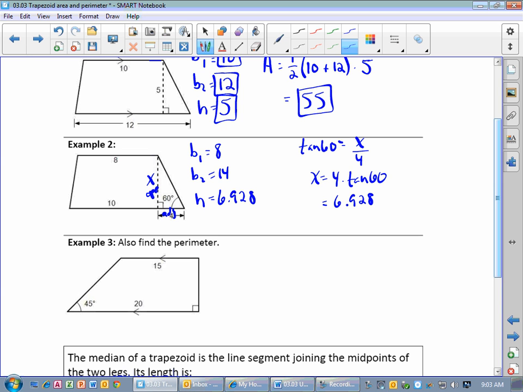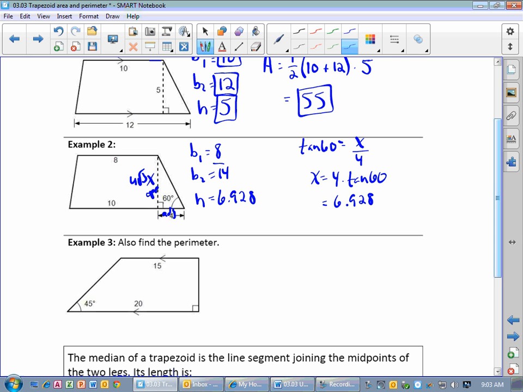Which, by the way, what is 4 square root of 3? Type that in your calculator. 4 square root of 3. 6.92. Yeah, so remember, this is a special right triangle as well. So knowing this is 4, that would make this 4 times the square root of 3. So we don't have to use the trig ratios. We can also just recognize the special right triangle.